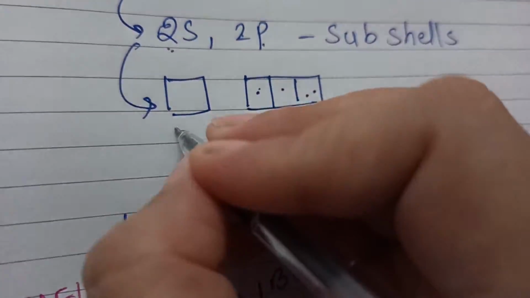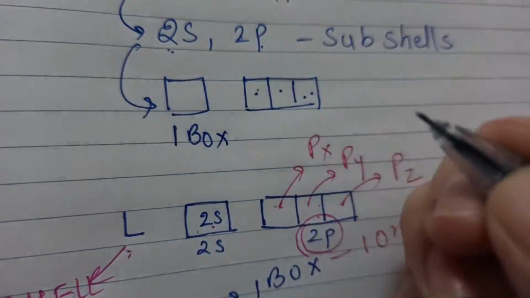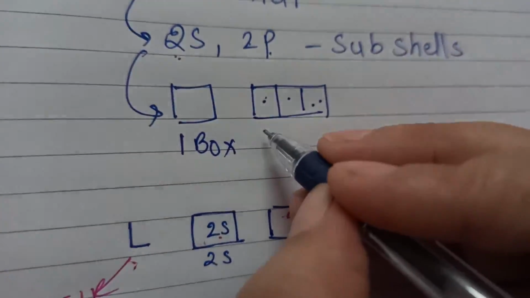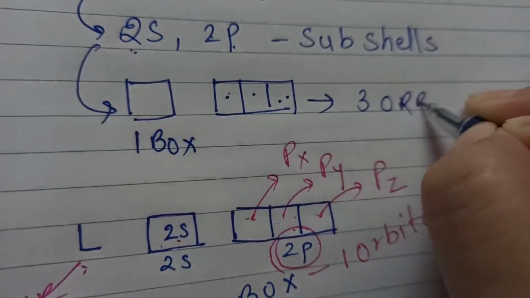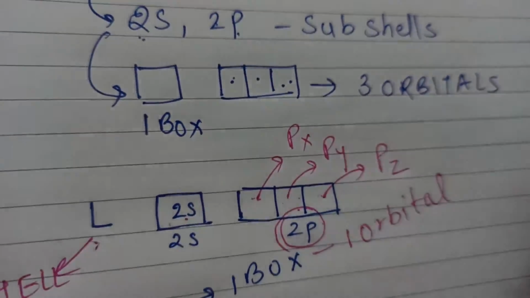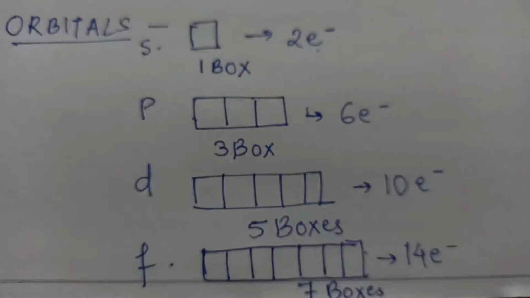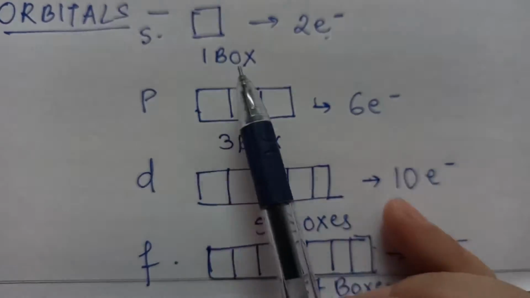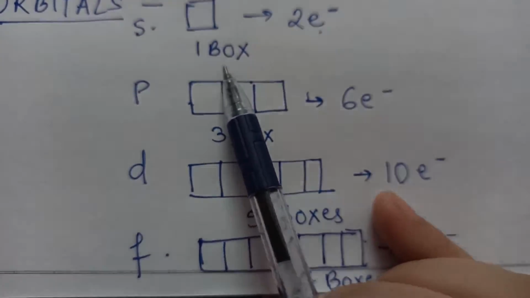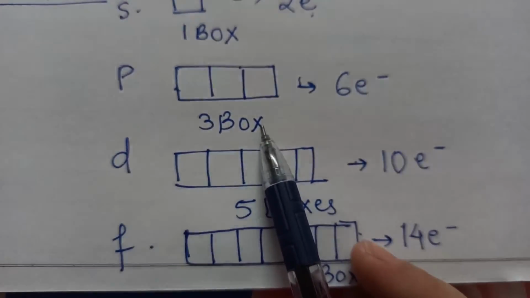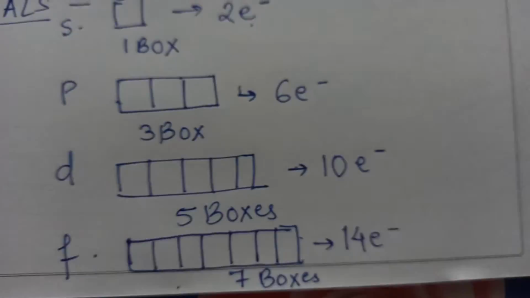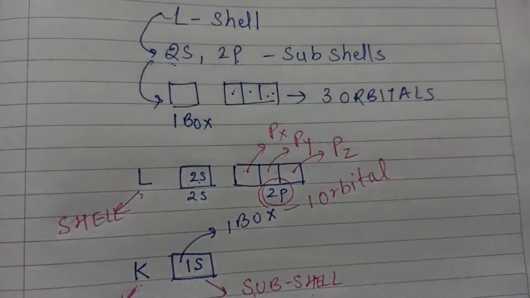Orbital means one box in general language. So P has 3 boxes, meaning P subshell has 3 orbitals. So I have summarized this data here. S subshell has one box, that is one orbital. P subshell has 3 boxes, that is 3 orbitals. So taking the example of the building, I hope you have understood.